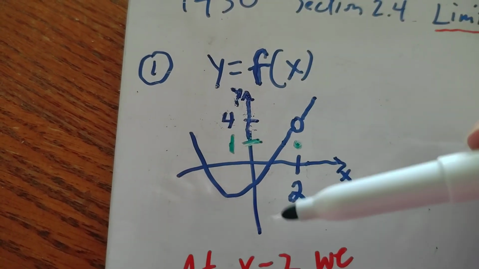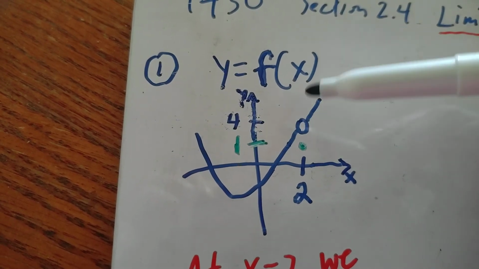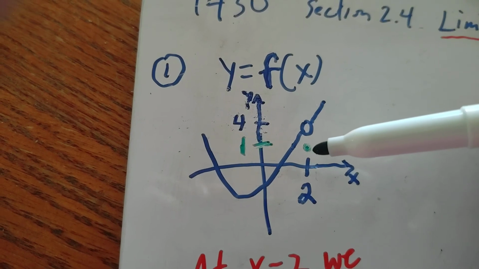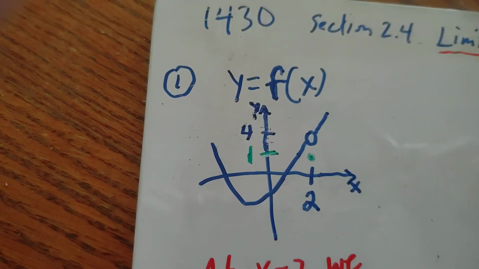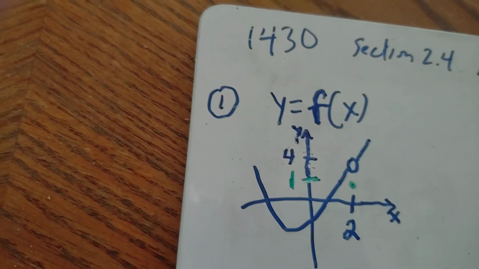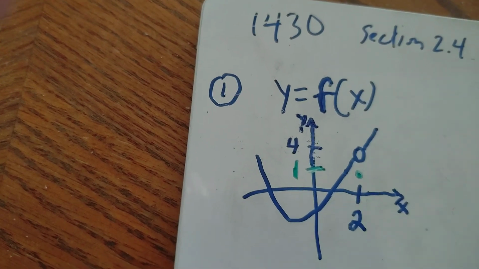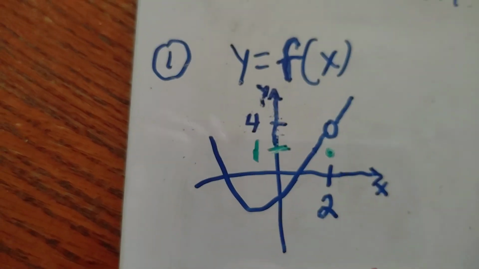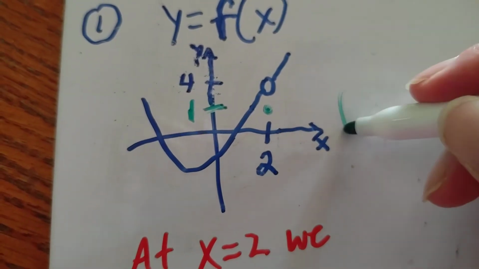Notice this is a function. It passes the vertical line test. This hole means it's not a point, but when I draw this vertical line x equals 2, I hit the graph exactly once at this point here. So here we go. Let's ask these two questions. Do you think f of 2 is still going to be does not exist with this new problem? And the answer is no. Here's what's going to happen.